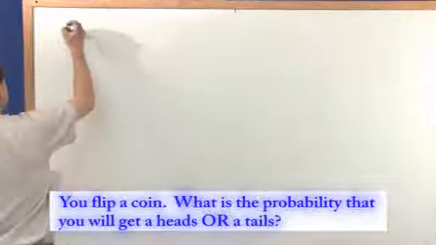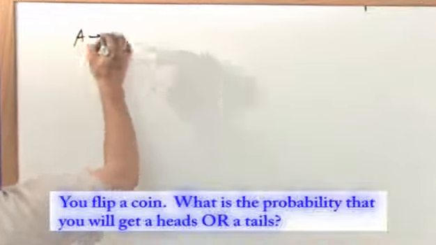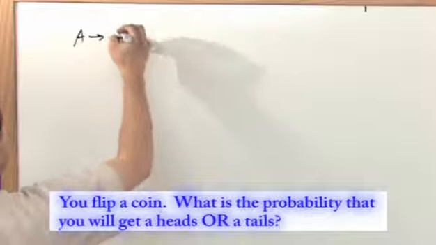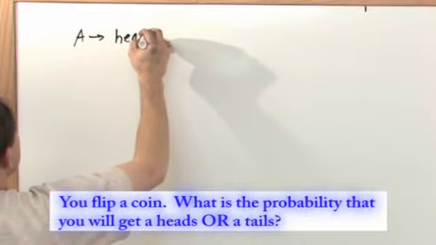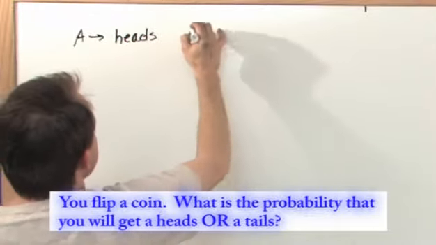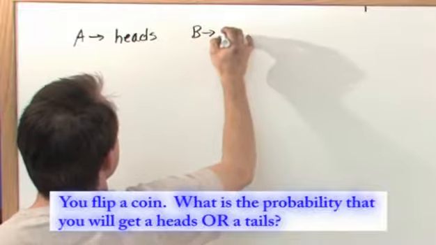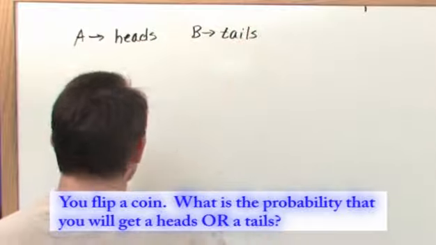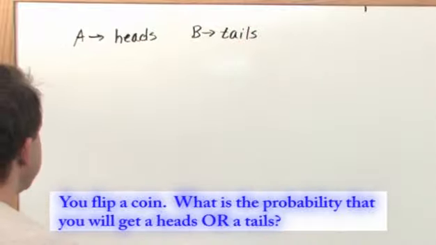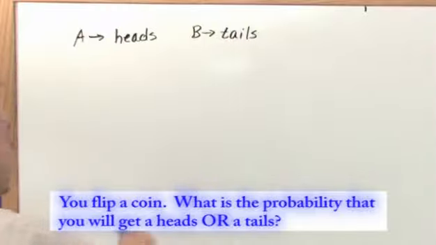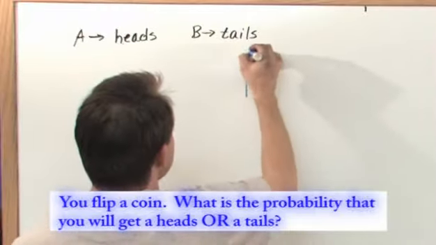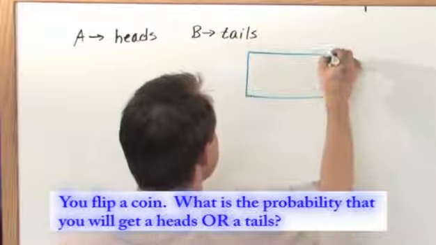Okay. So my event A, the way you do this is you always label your events. You get a heads from your flip. Event B is you get a tails from your flip, okay? Heads and tails, okay? Now, just to give yourself a frame of reference, it's always kind of helpful if you can think about it to draw a little Venn diagram.